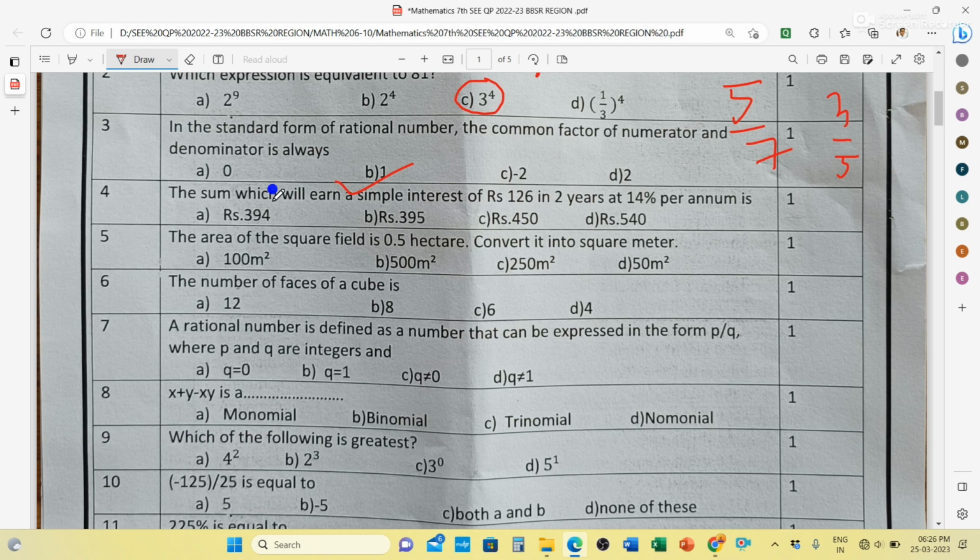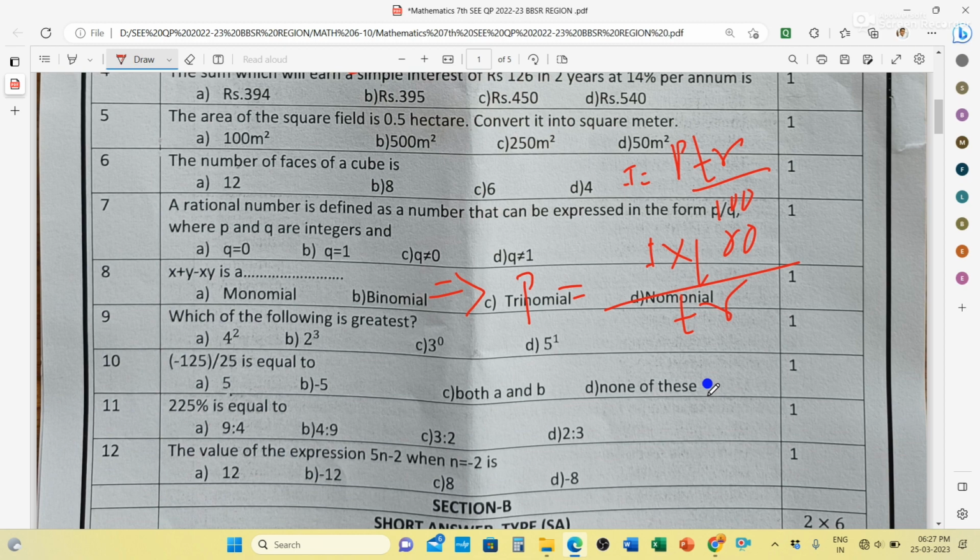The sum which will earn a simple interest of 126 rupees in 2 years at 14% per annum is... so here we have to find out the principal. The formula for interest I is P T R by 100, where P is the principal, T is the time period and R is the rate of interest. From this formula we can get the formula for P, that is principal. So principal equals I, that is interest, multiplied by 100, I into 100 by T R, where T is the time period and R is the rate of interest.